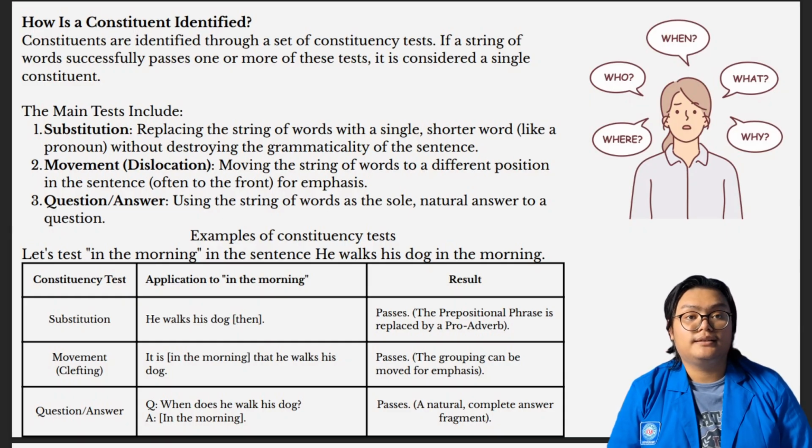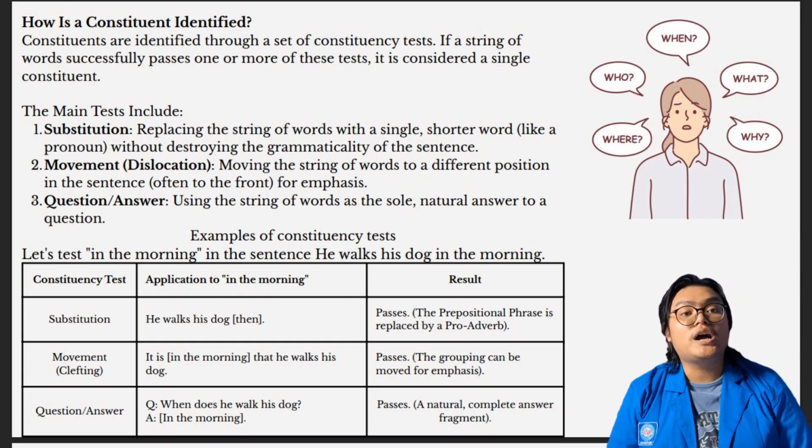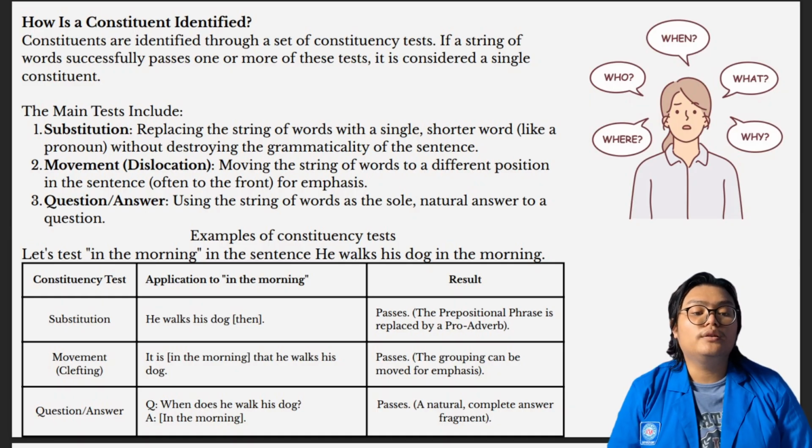2. With movement, or dislocation, moving the string of words to a different position in the sentence, often to the front, for emphasis. 3. Question or answer, using the string of words as the sole natural answer to a question. So we move to the example of a constituent.